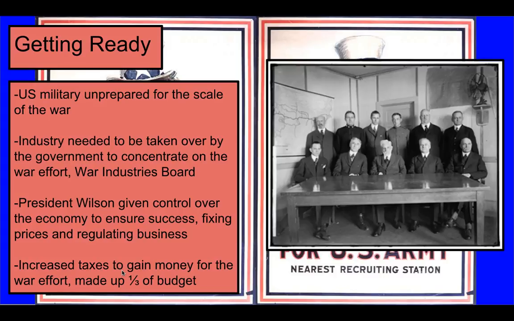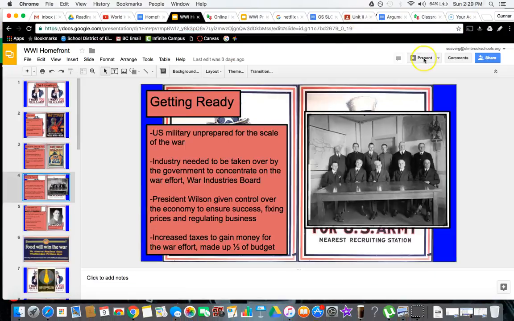The shipping industry and shipyards in general grew exponentially during this time because we also did not have enough ships to be able to transport all of our resources and our men overseas. So that's another big thing. We'll see that in a video later. But just know that in conjunction with President Wilson's efforts and the establishment of the War Industries Board, we have a huge government takeover of the economy at this time, making sure that our country is producing everything it possibly can to support the war effort.